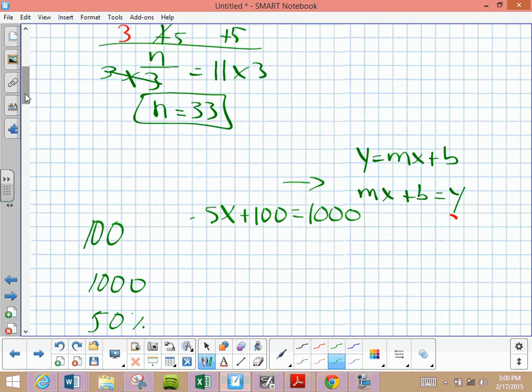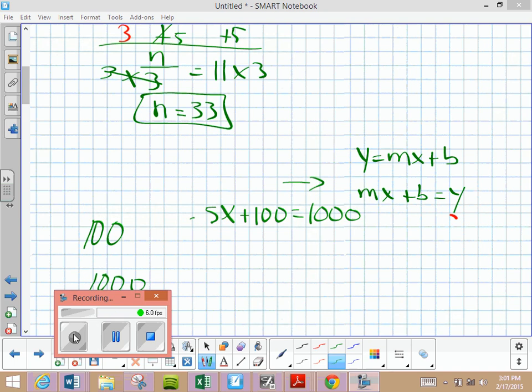So brilliant. I'm so proud of you. X represents the number that she sells, the amount of money she sells, right? And then she gets 50% of that. Why didn't you use 50% instead? I get you. Yes. So that 100 is not in percentage format.